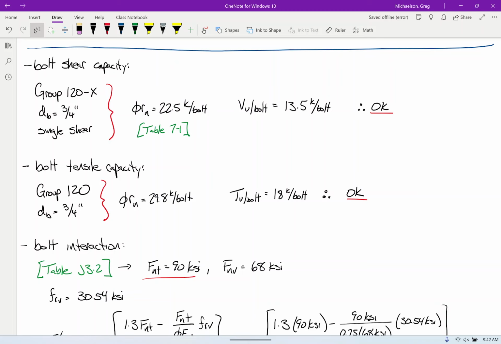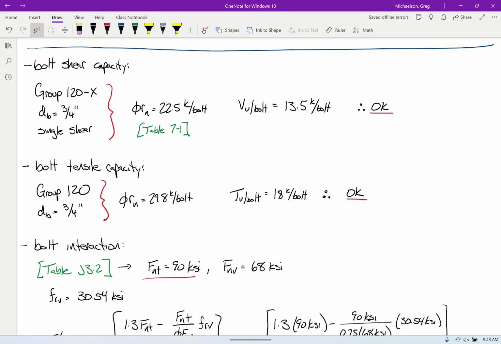So here's my point. If we didn't have to worry about interaction, would it be fair to say that it almost looks like this connection's over-designed? Yeah, it's pretty over-designed, right? Because without interaction, all we're comparing is tensile capacity to tensile load, and this is certainly fine, right? Okay? So I think the point I want to make is what that's doing to the efficiency of the connection as a whole.